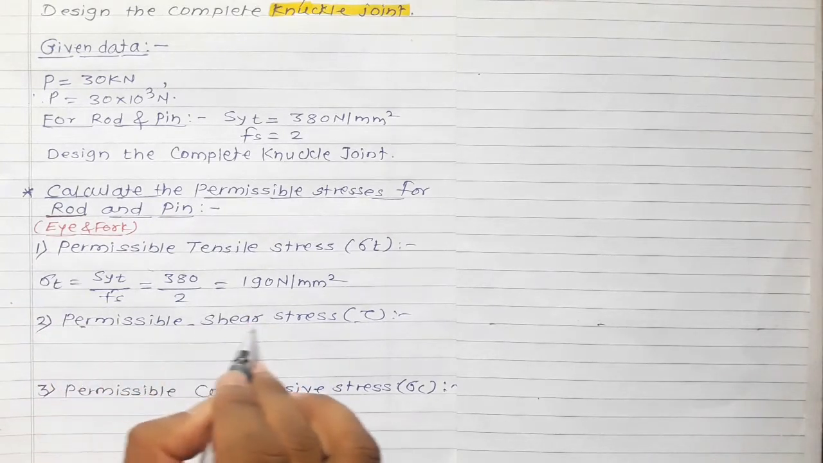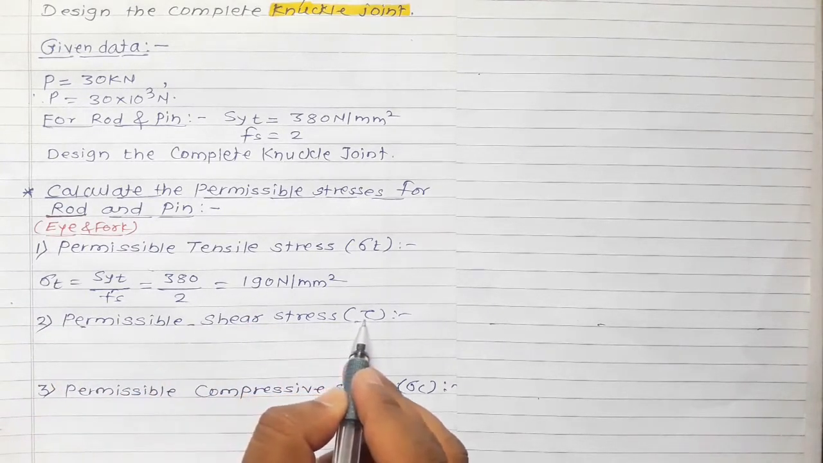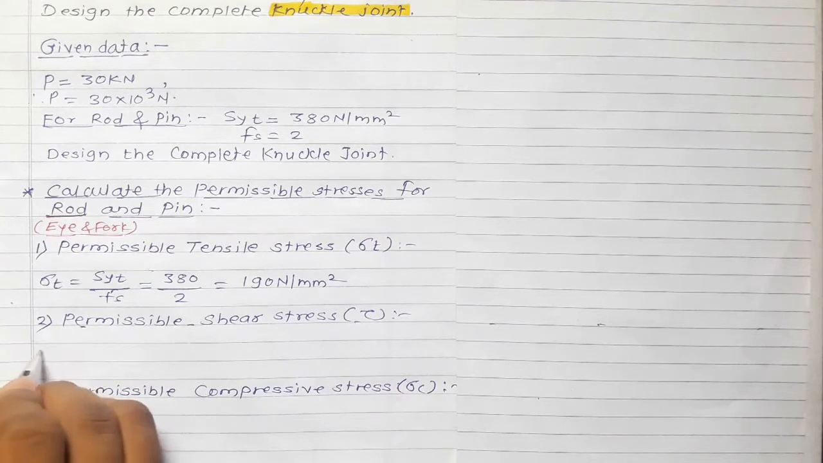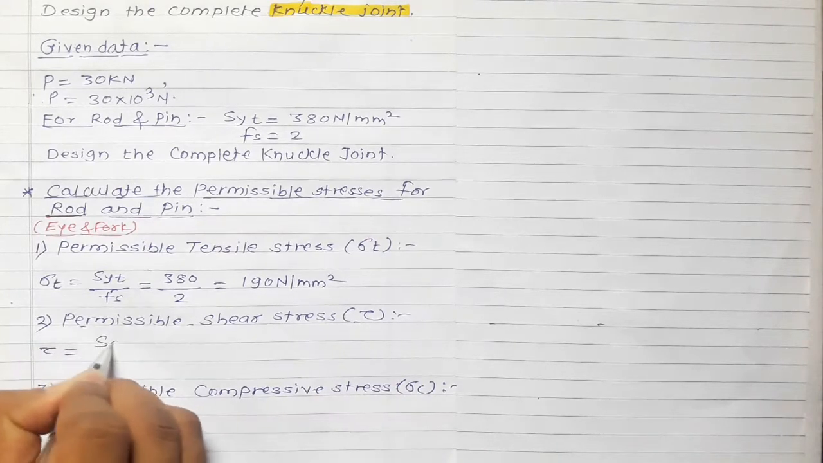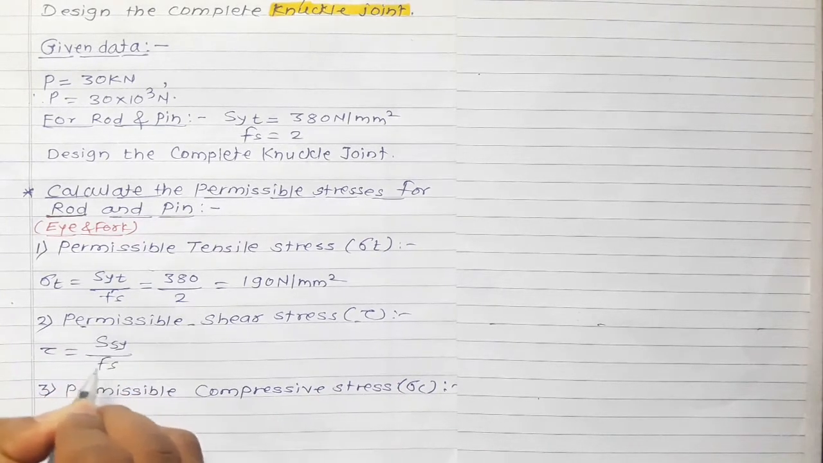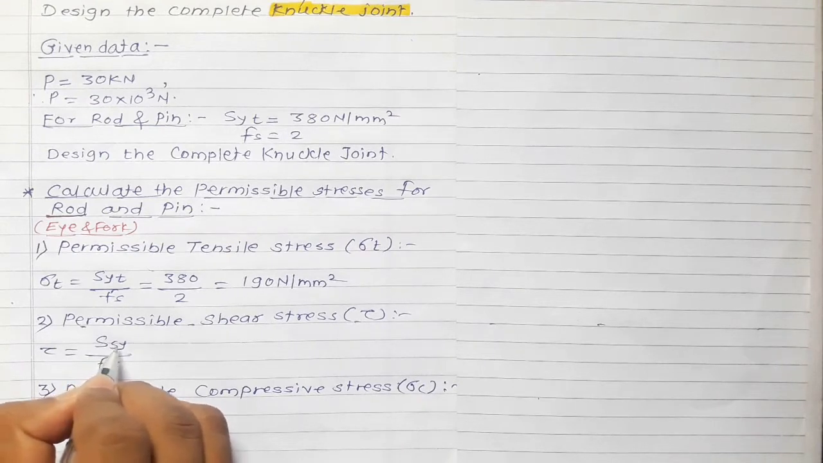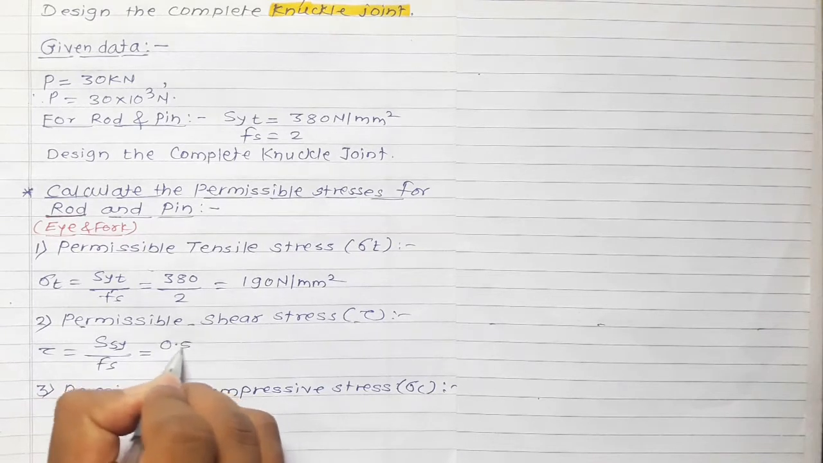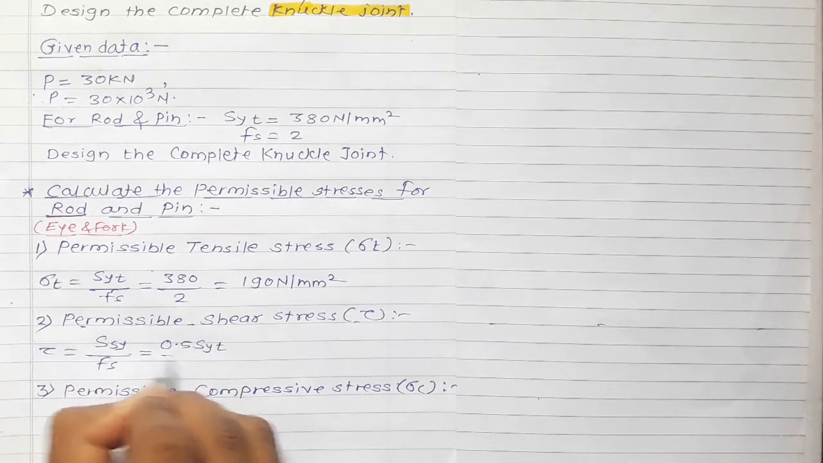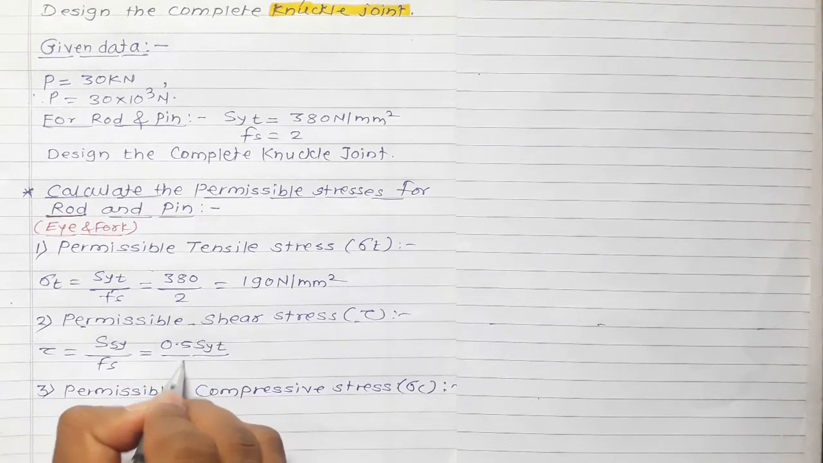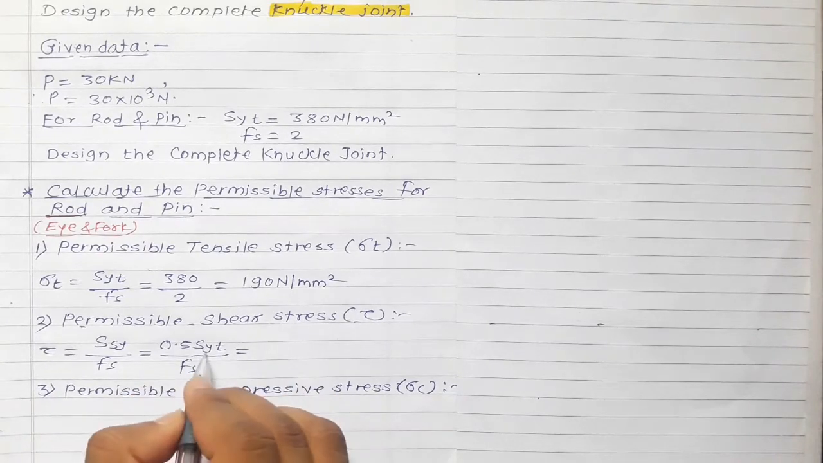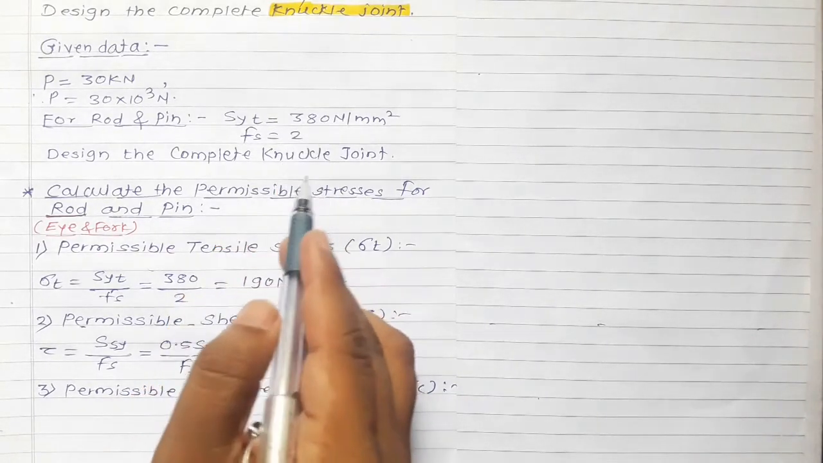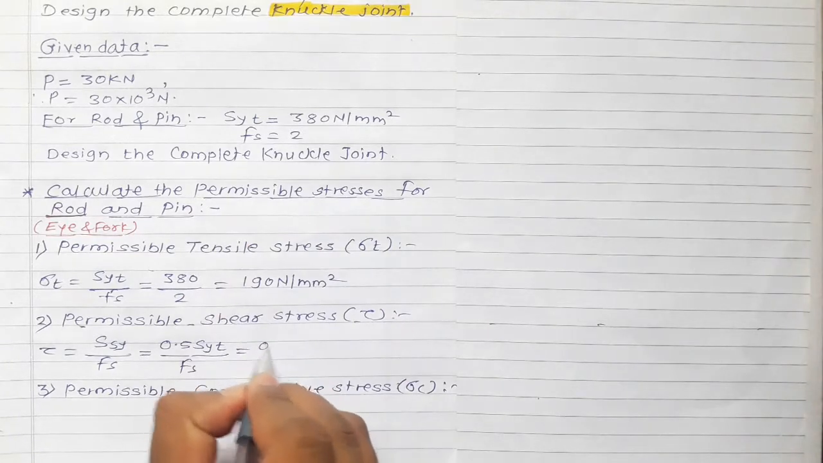Now second is permissible shear stress, that is denoted by tau. So tau can be calculated by the formula tau is equal to SSY upon Fs, where this SSY is nothing but the yield strength in shear, and this SSY we know that in terms of SYT is 0.5 SYT according to maximum shear stress theory, upon Fs. Now let us put the value of SYT again. So value of SYT is 380 and Fs is 2. So let us put these values.